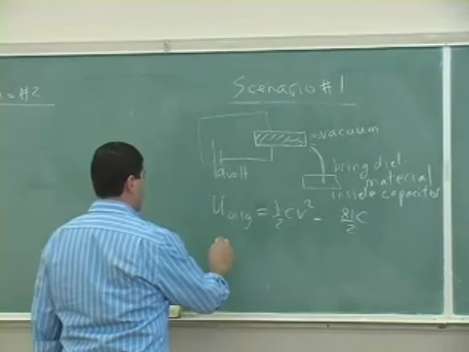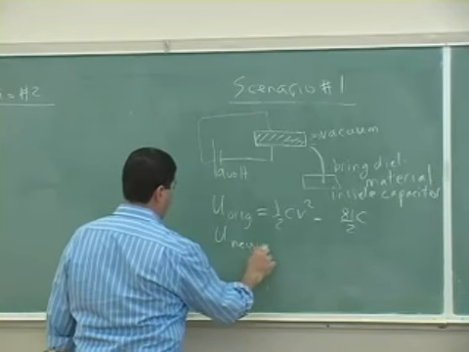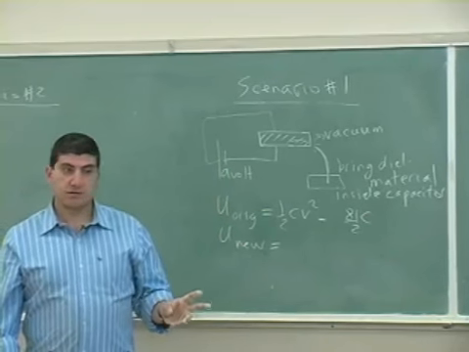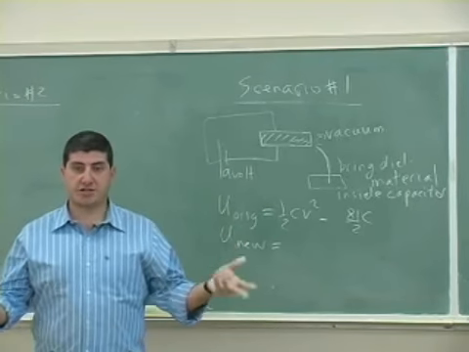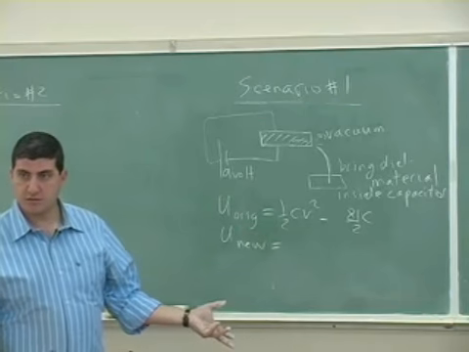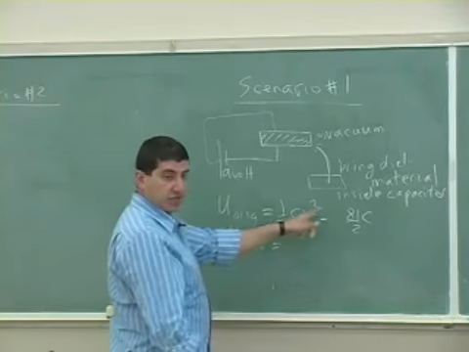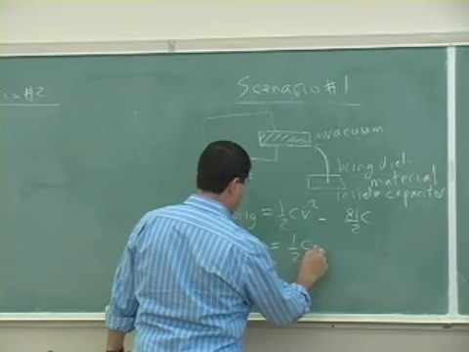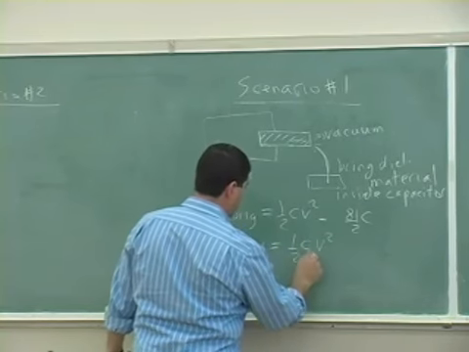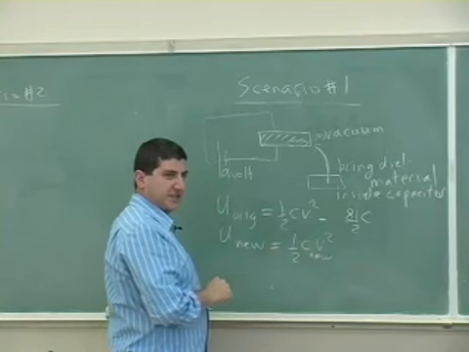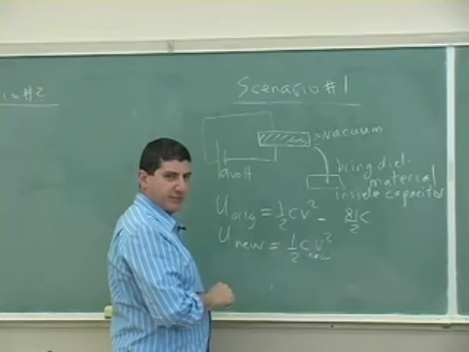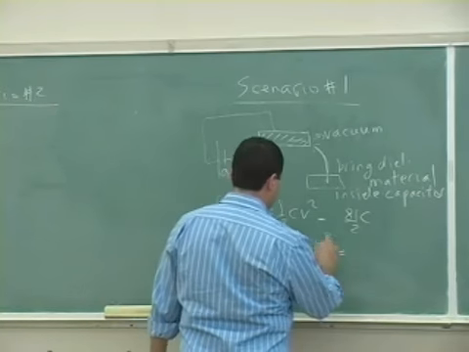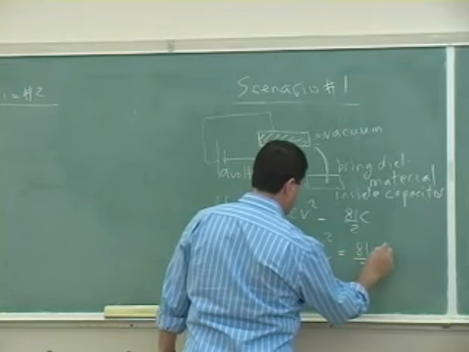Okay? How about the new energy? Well, since the battery is connected, the voltage of the capacitor is still going to be 9 volts. So I can still use this version. Except the capacitance is going to change, right? By a factor of kappa. Okay? So it's going to be 81 over 2 times C naught, times kappa.